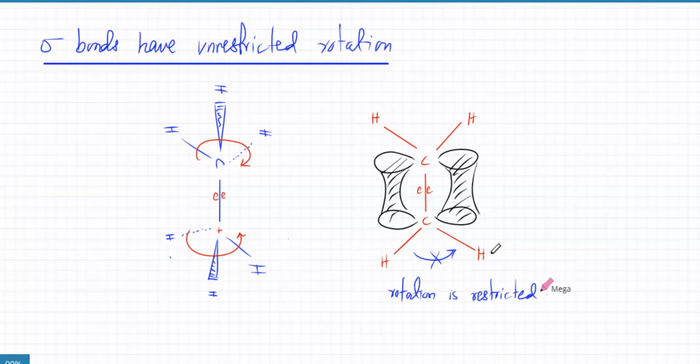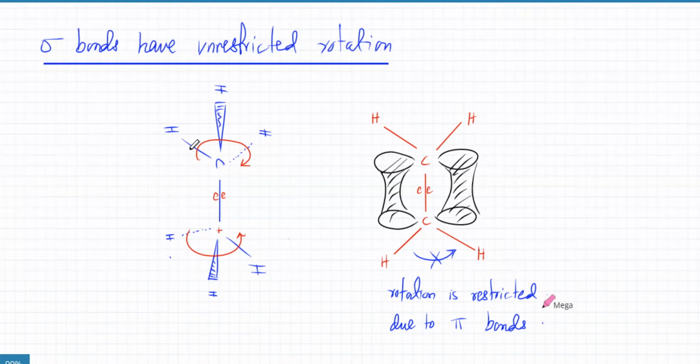So rotation is restricted due to pi bonds. Is that clear? Yes. Now the reason I'm stressing on this is because this molecule won't move at all. If you try to twist this side, like you try to rotate this side, the other side would also rotate with it. There's no independent rotation possible now.